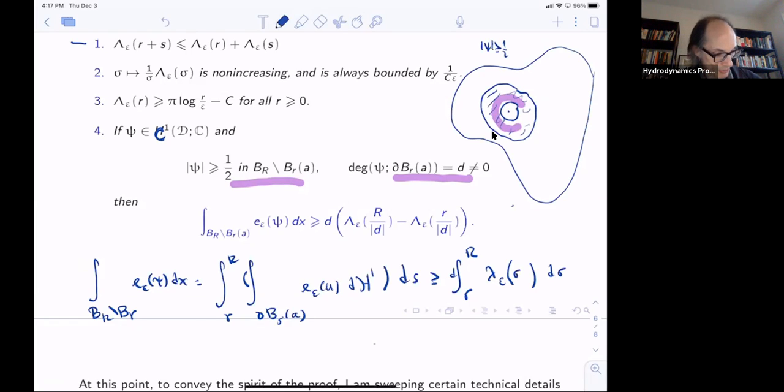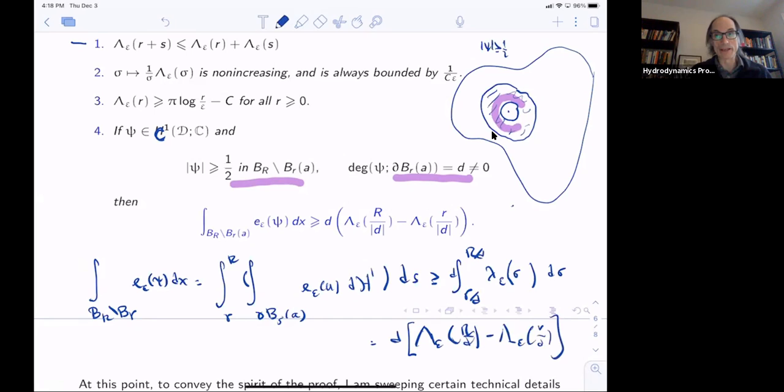And so this is just the integral from 0 to capital R minus the integral from 0 to little r, which is exactly d times, sorry, and when I make the change of variables, I have to change the limits of integration as well. D times lambda epsilon of R over d minus lambda epsilon of little r over d. Okay, and so just by integrating the previous estimate, we get this one, which is exactly the one up here.